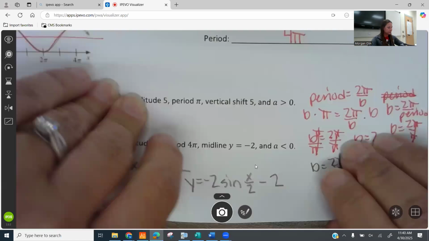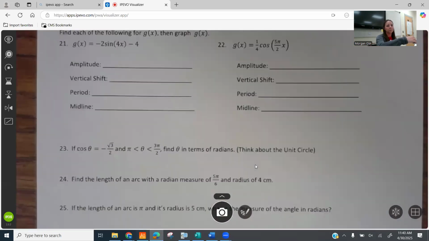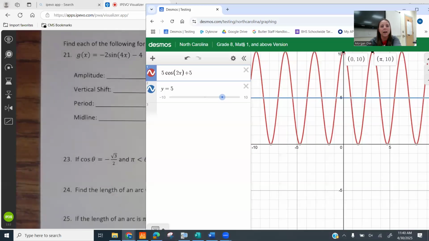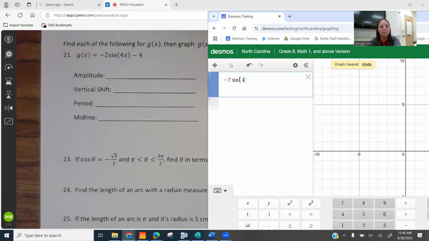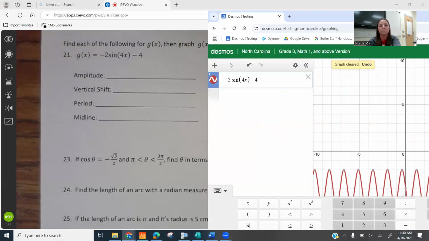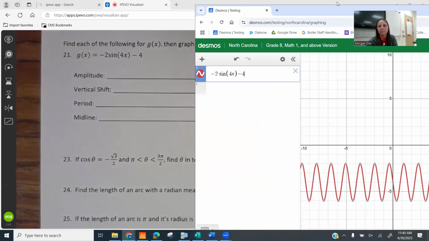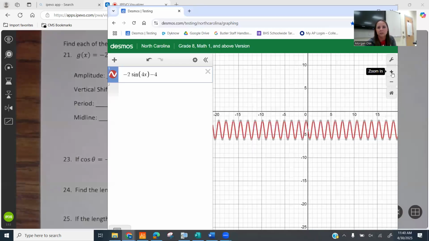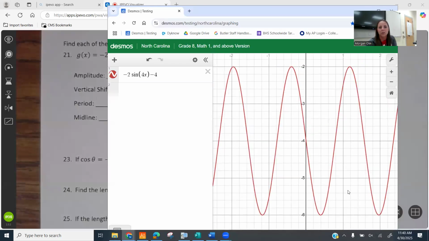Okay, and we have one more page. The graphs kind of made it longer. So let's go up here. Now, you can graph some of these and find them. So if I have this right here, negative 2 sine of 4x, and then minus 4. Now you may want to make this a little tighter right here, and zoom in. Zoom in just a little bit.